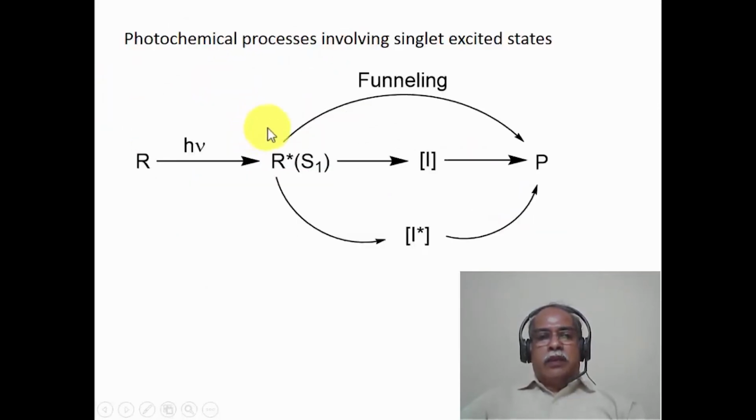Now within the processes, there are two types of process that can take place. The excitation can be either through a singlet state. Once a singlet excited state is formed, it can go to a reactive intermediate and then go to the product, as explained in the earlier slide.